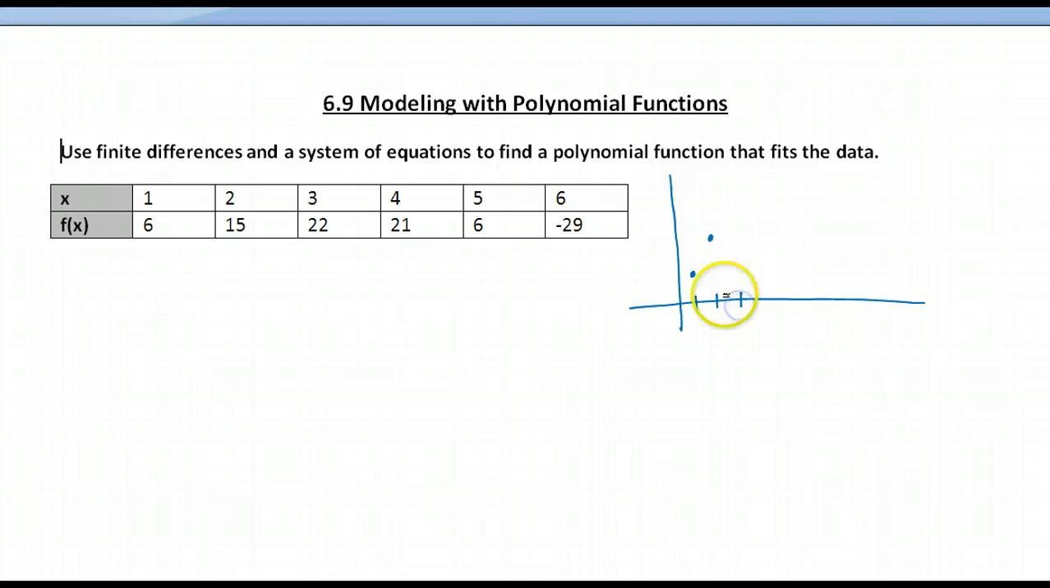When x is 3, our output is 22. When x is 4, our output is 21. 5, we get 6. And 6, we have negative 29. So somehow our polynomial has to hit all of these points. The question is, what kind of polynomial are we working with? Do we have a linear polynomial? Is it a quadratic polynomial?